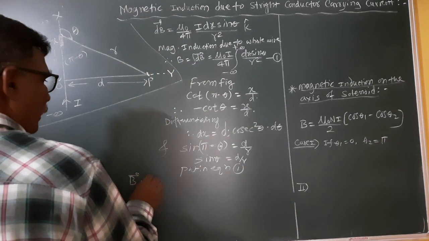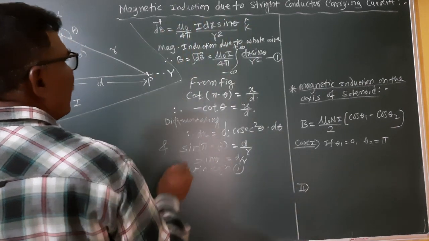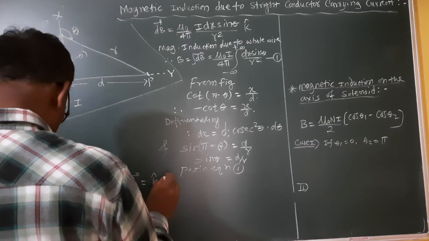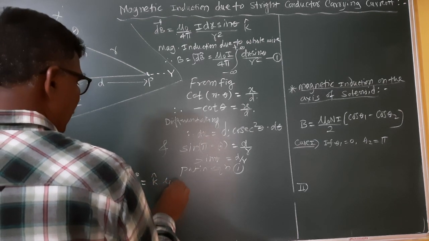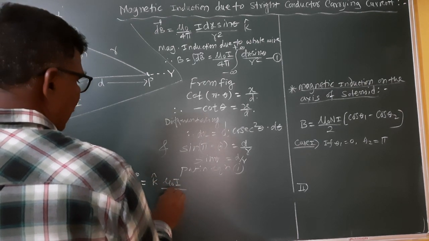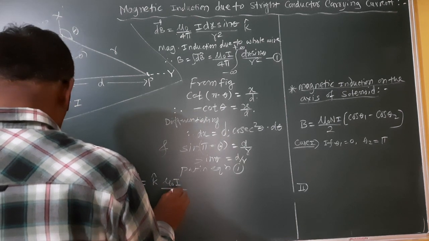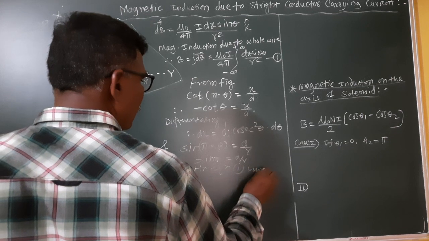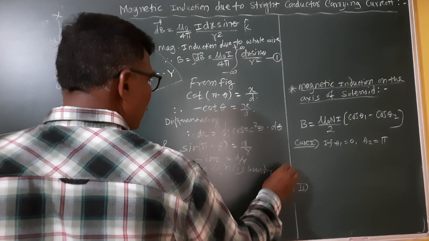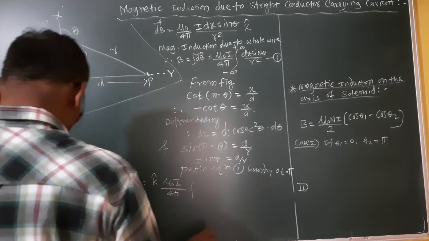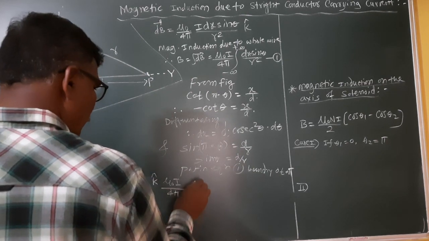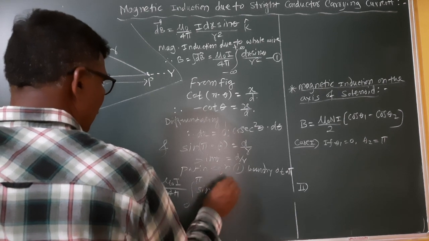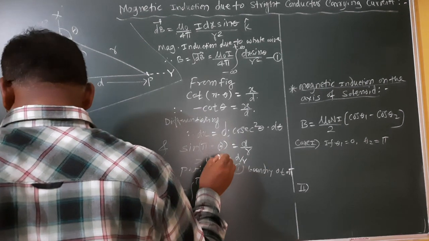B bar is equal to this k cap as it is, mu 0 as it is, I as it is, 4 pi as it is. The integration limits change from 0 to pi. So, 0 to pi sin theta as it is, and what is the value of dx?